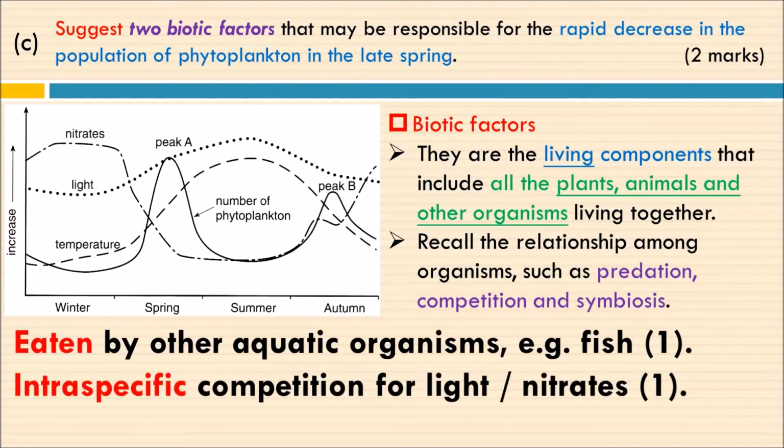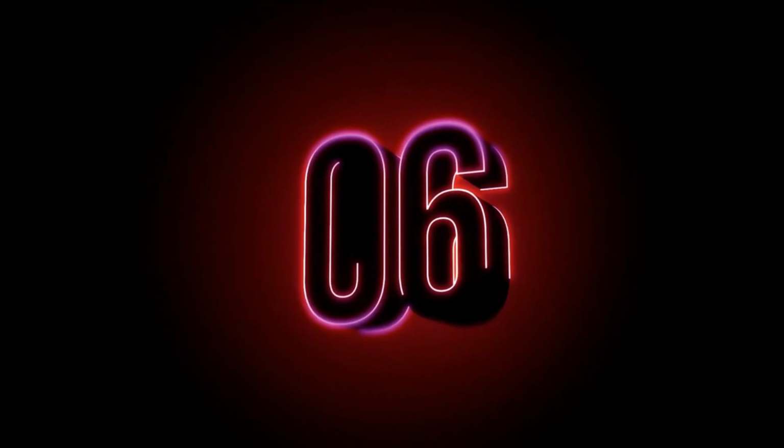So the phytoplankton may be eaten by the fish. They may also compete with each other within the species for the light and for the nitrates. Some of them may lose and not get enough amount of light and nitrates for growth, and then they die.